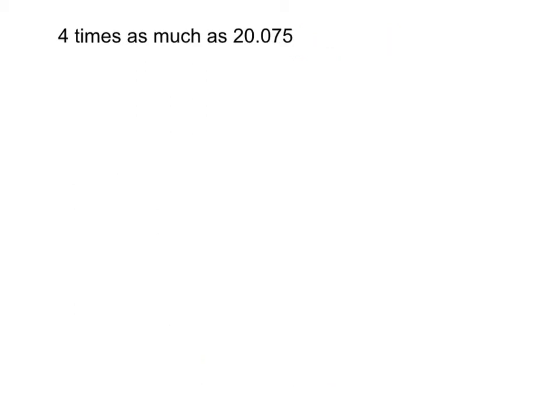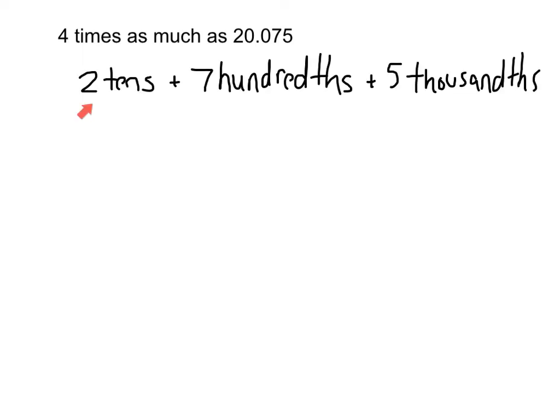Okay, so on this problem we're going to actually use an area model. So I have 4 times as much as 20 and 75 thousandths. So I'm going to decompose 20 and 75 thousandths. And that's going to become 2 tens, which is right there. I don't have any ones and I don't have any tenths, so I didn't include them in my expanded form here. Well, sort of a modified expanded form. I do have 7 hundredths, and I have 5 thousandths, so that's it in expanded form.